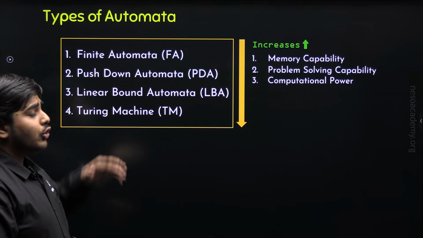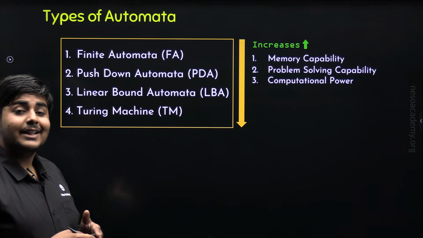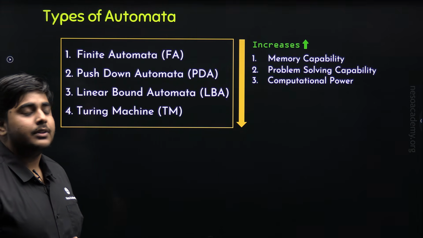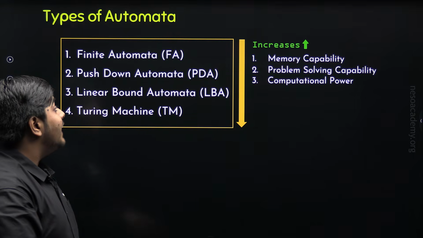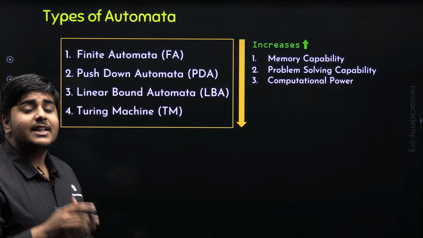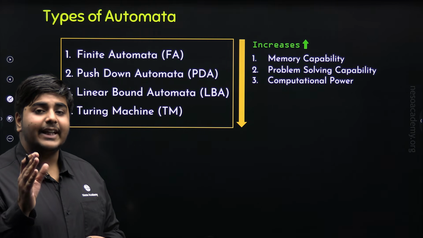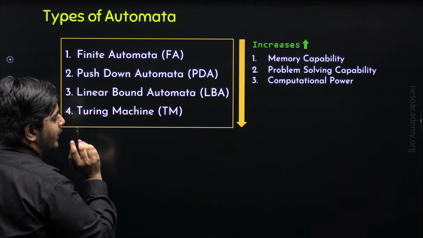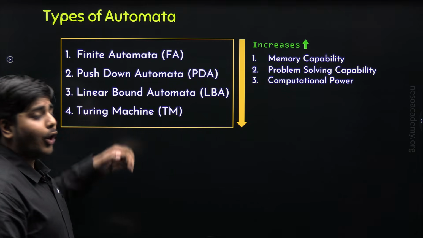The second property is problem solving capability. It means that finite automata can solve a very limited variety of problems. And Turing machines can solve even almost every problem that is solvable by our computers. The third property is computational power. So it is very obvious that finite automata has the least computational power, while Turing machine is the most powerful model of computation. So these were the properties that increases when we move from top to bottom, that is finite automata to Turing machines.